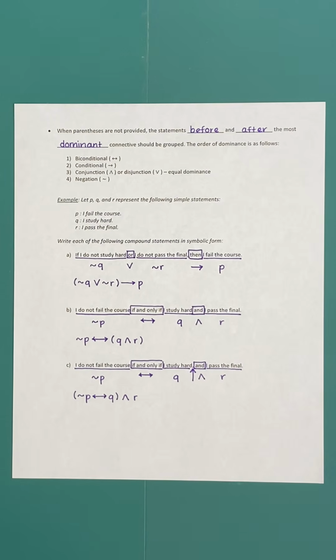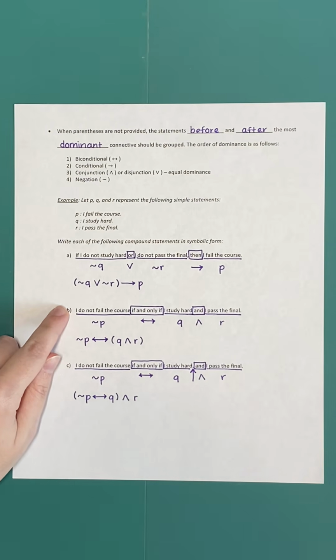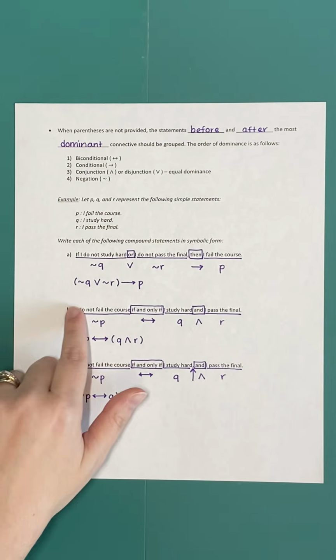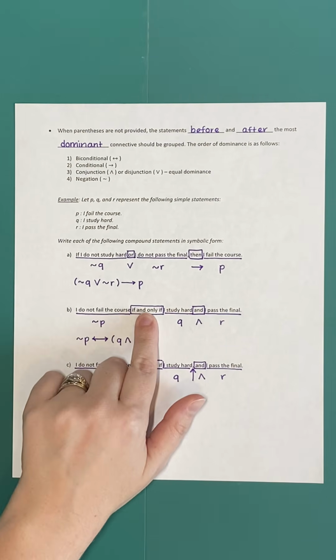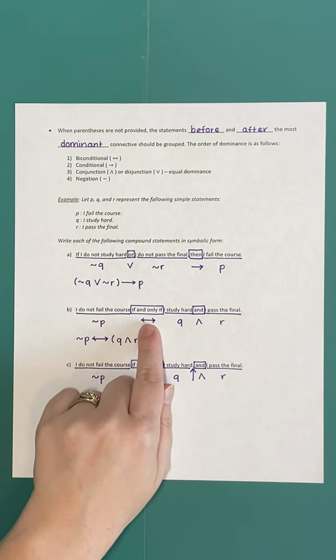Now this next one does not have a comma, so we're going to have to use that rule for dominance. Okay, I do not fail the course if and only if I study hard and I pass the final. Okay, start with your connectives. I do not fail the course if and only if. Okay, so that phrasing, that represents a connective, that is a biconditional.